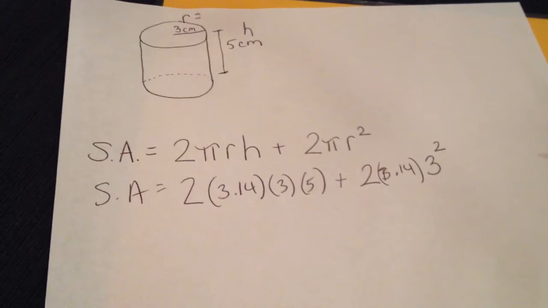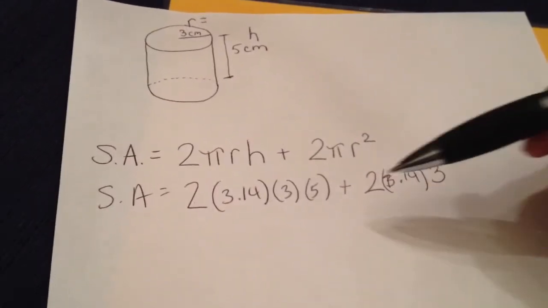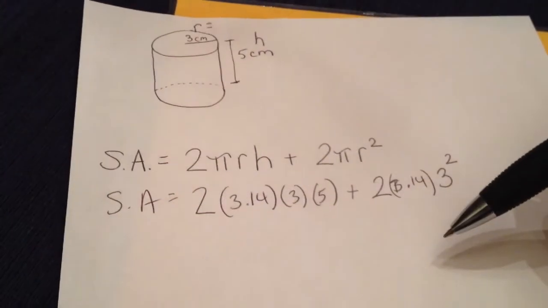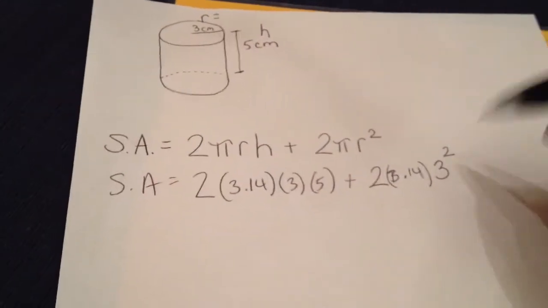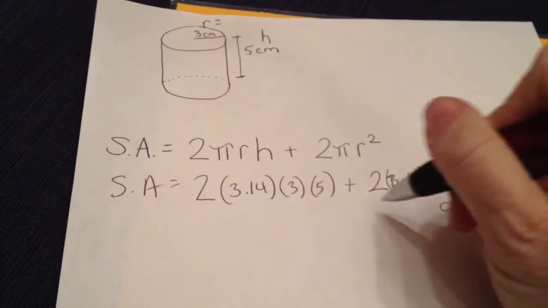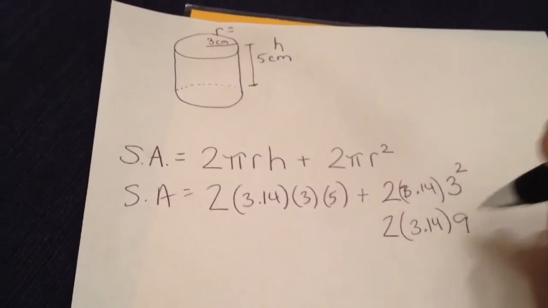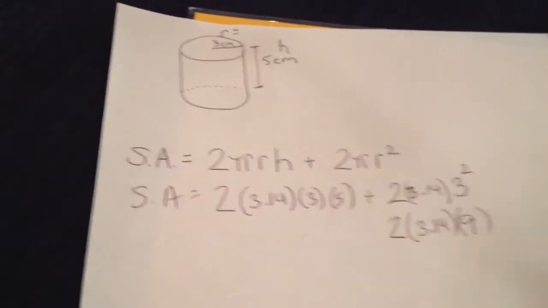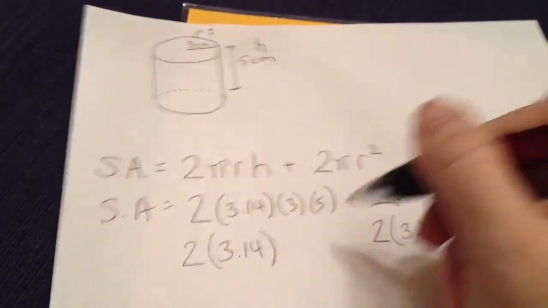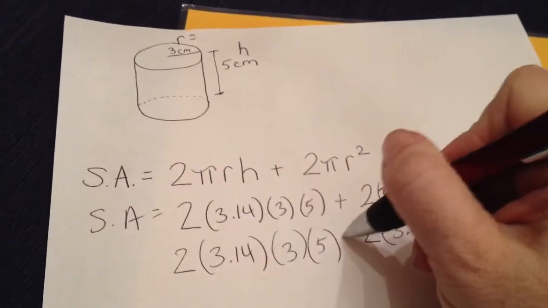The next thing we need to worry about as far as order of operations goes is that our exponent comes before any multiplication, and then multiplication comes before addition. So we're going to go ahead and use our exponents. So 3 squared is 9. 2 times 3.14 times 9. And then over here, 2 times 3.14 times 3 times 5. I'm writing those together.